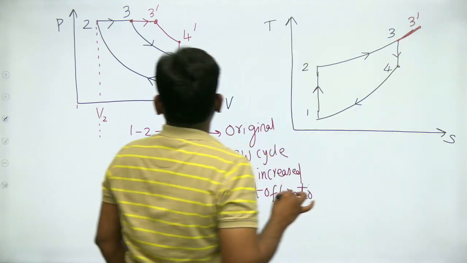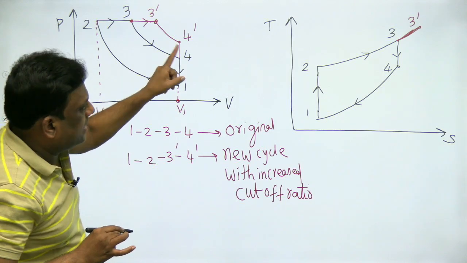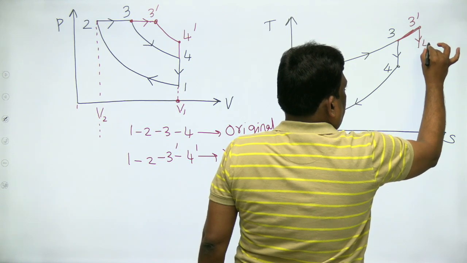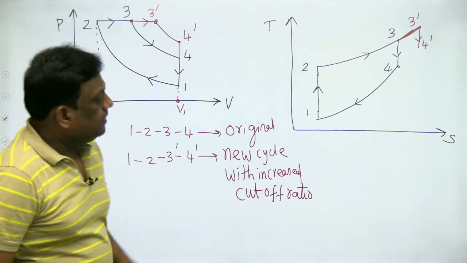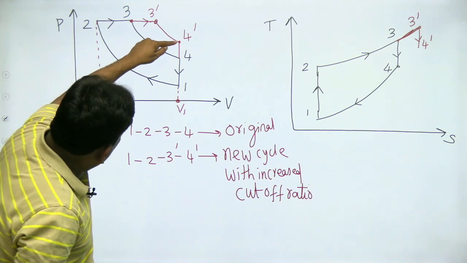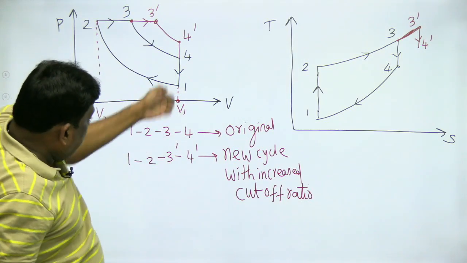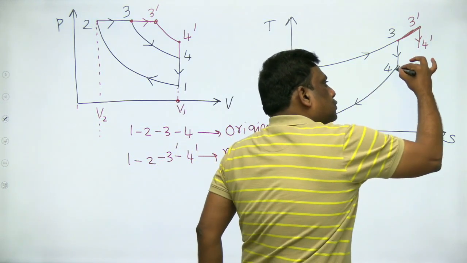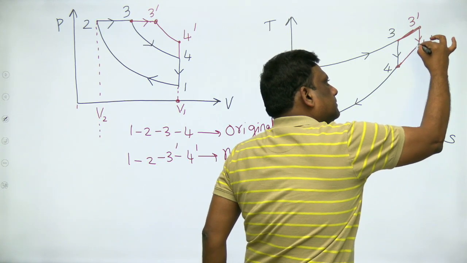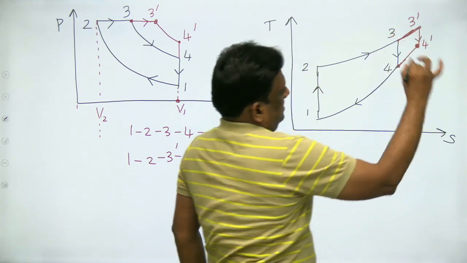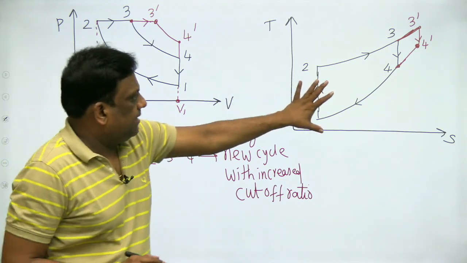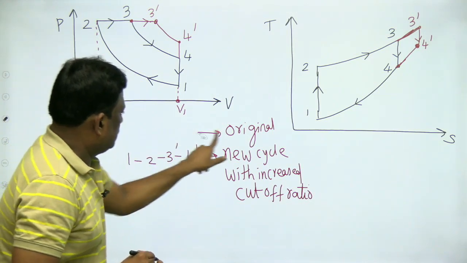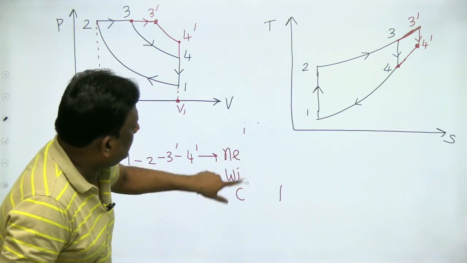Wonderful. Okay. Now what is 3 dash to 4 dash? Reversible adiabatic expansion, so it is vertical. Good. Now, please observe where are points 4 dash, 4, 1. They are on the same volume line. This is the constant volume line. So extend this a little. Yes, this is my cycle on TS diagram and this is the cycle on PV diagram. Now, let us see what is happening.